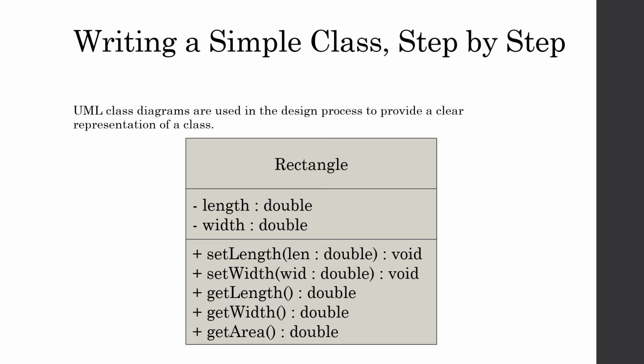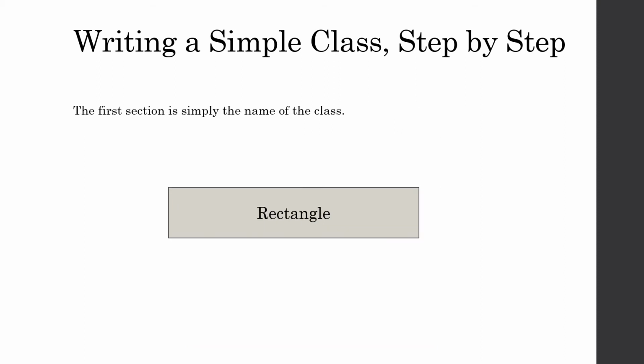So we've got things like set length, set width, get width, and get area. All of that matches up with what we saw in the code that we wrote for this class. So let's take a moment to break down each one of these three major components.